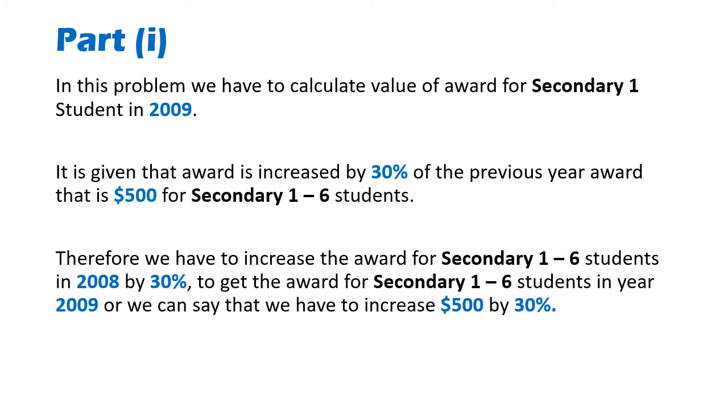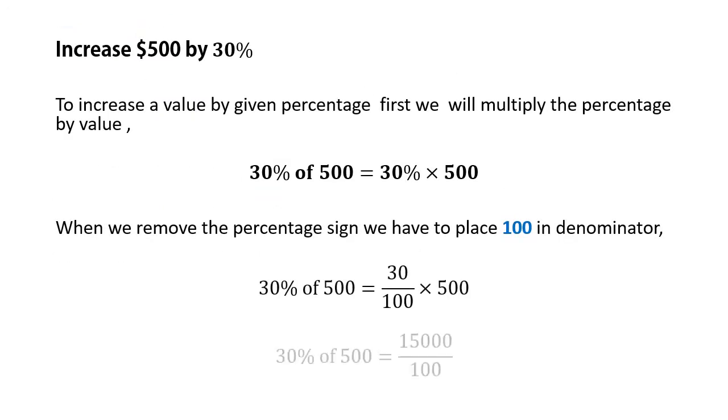Part 1. In this problem we have to calculate the value of award for a Secondary 1 student in 2009. It is given that the award is increased by 30% of the previous year's award, that is $500 for Secondary 1 to 6 students. Therefore we have to increase the award for Secondary 1 to 6 students in 2008 by 30% to get the award for Secondary 1 to 6 students in year 2009. Or we can say that we have to increase $500 by 30%. So we have to increase $500 by 30%.